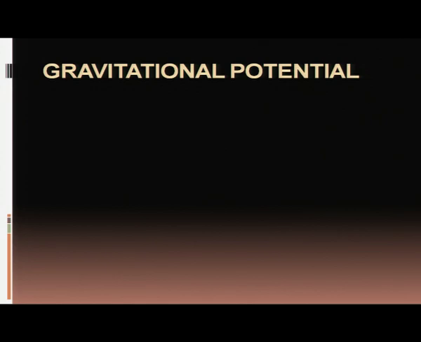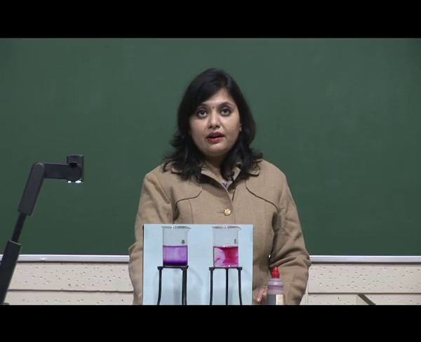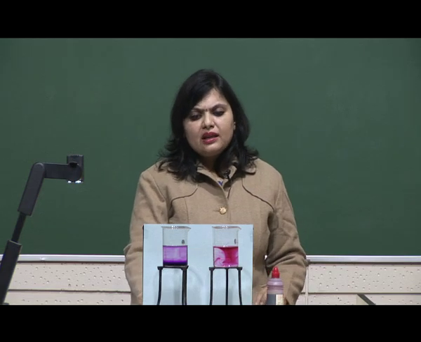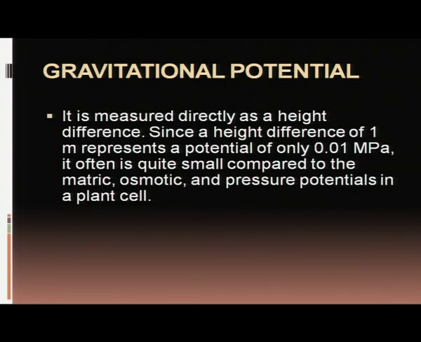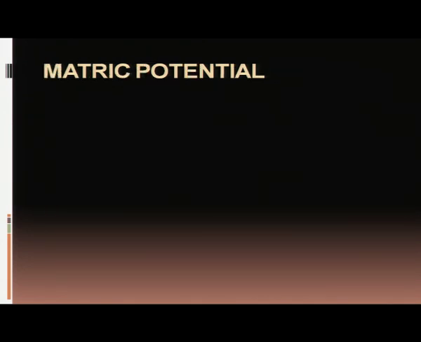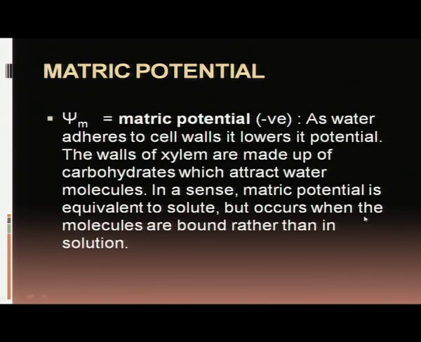The next two things that control the water potential are gravitational potential and matric potential. Since gravitational potential depends directly on the height, but its value is very small, it is generally neglected. But matric potential is negative. As water adheres to cell walls, it lowers its potential. The walls of xylem are made up of carbohydrates which attract the water molecules. In a sense, matric potential is equivalent to solute potential, but it occurs when the molecules are bound rather than in solution. So, this was about the water potential.